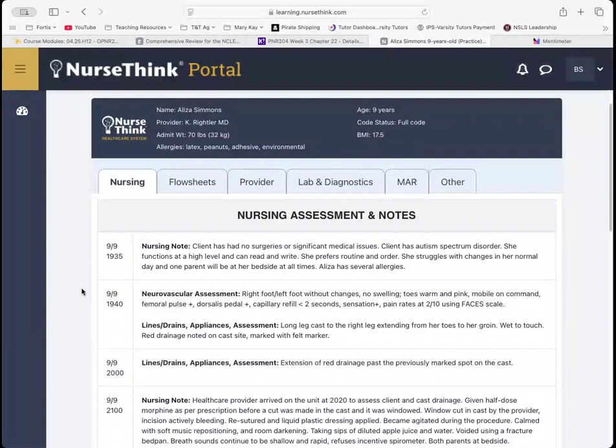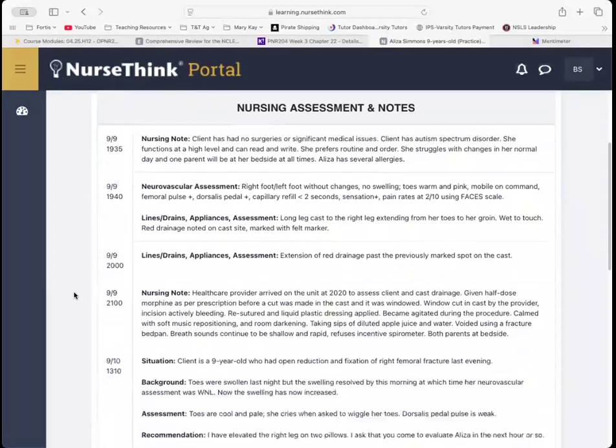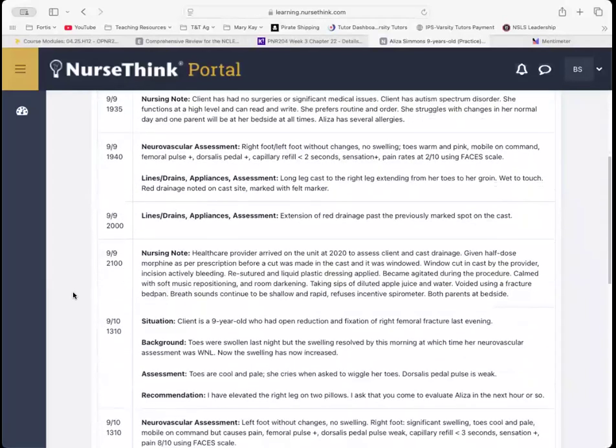Who else can help us with what normal is for her? Her parents. Yep, she's got parents at her bedside at all times, so we can always ask them. We can ask her. We can try to implement a lot of that normal everyday routine or certain ways she likes things done as much as possible in the hospital to improve that experience for her. Give her that sense of normal.